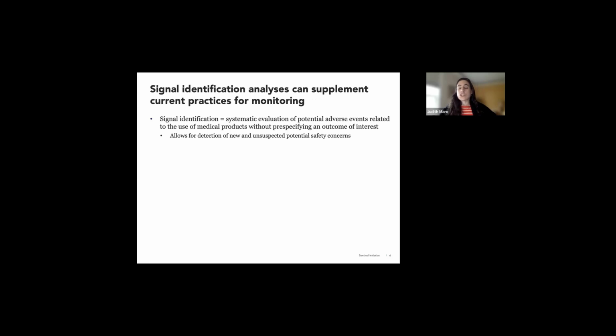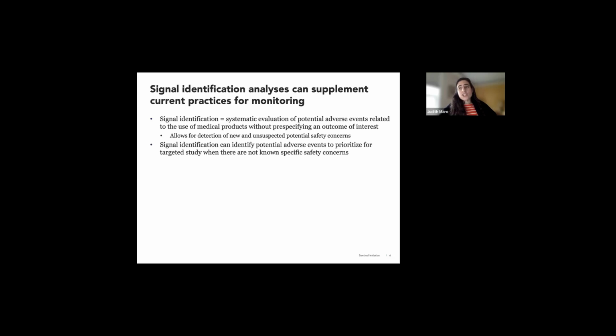Well, signal identification, the way we define it, is a systematic evaluation of potential adverse events related to the use of medical products, but without pre-specifying or targeting any specific outcome of interest. And so what we're talking about here is a set of outcomes that can number anywhere from the hundreds to the thousands to the 10,000s. And the idea here is that we're doing a screening analysis where we're looking for new and unsuspected potential safety concerns, and we're screening broadly so that we can have a safety net where we capture new information.